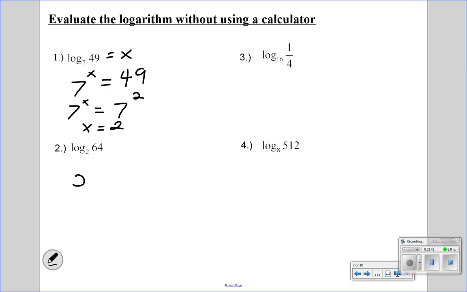In this case, our base is 2, our exponent is x, that equals 64. 2 to the x equals 64 is 2 to the 6th, so we know x equals 6.